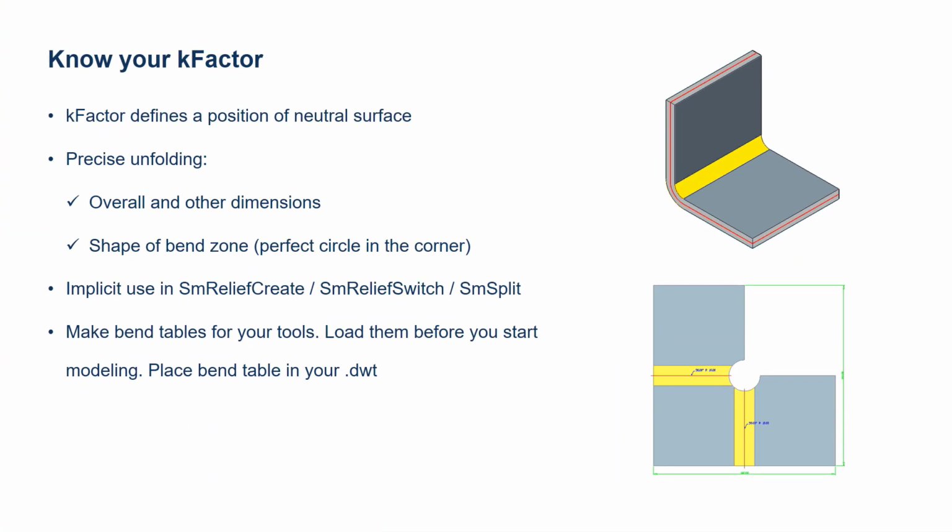K-factor. So first of all, let's recall what K-factor is. This is a scalar value which defines the position of the neutral surface for the bend. And it is K-factor and bend tables which deliver you precise dimension and shape in unfolding. But in BricsCAD K-factor is also used in modeling commands. So for example, before unfold, corner relief can make a perfect circle, as the relief create tool has already been aware of a proper K-factor.